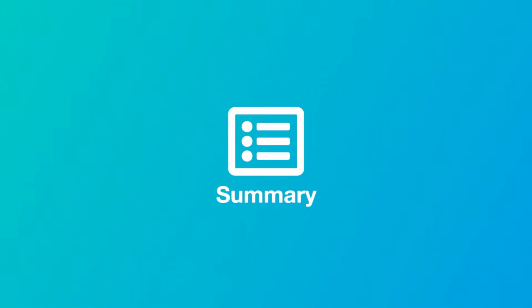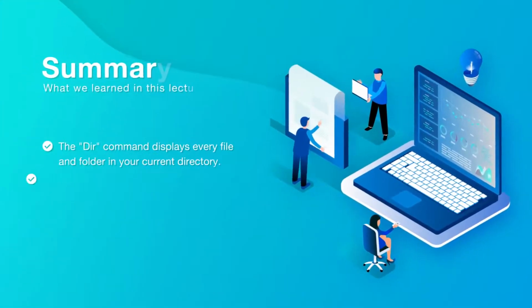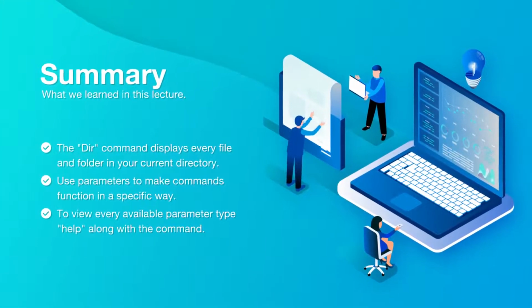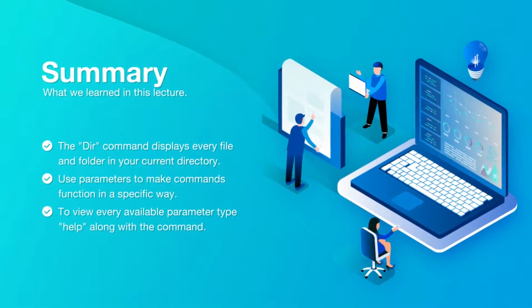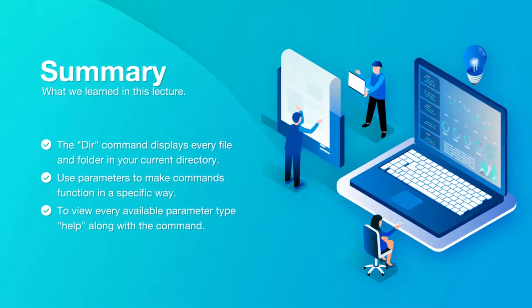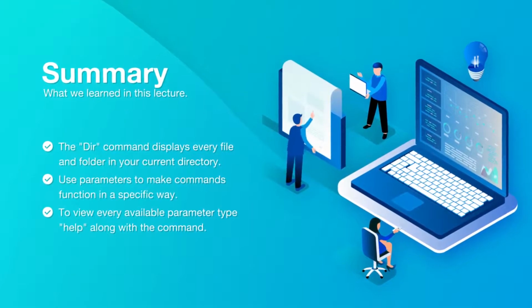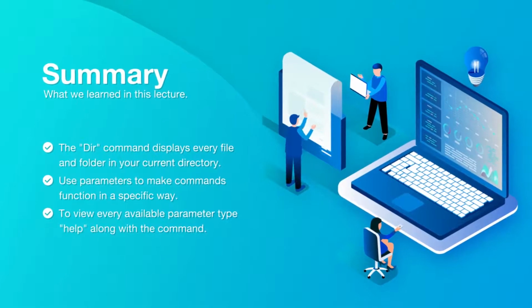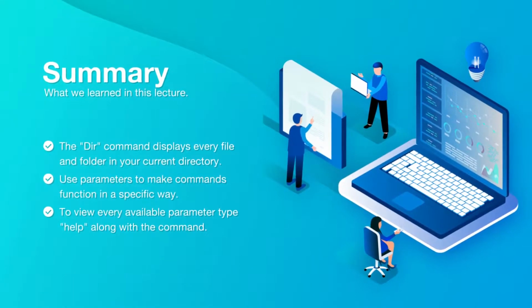Summary. The dir command displays every file and folder in your current directory. Use parameters to make a command function in a specific way. To view every available parameter for a command, type help along with your command.